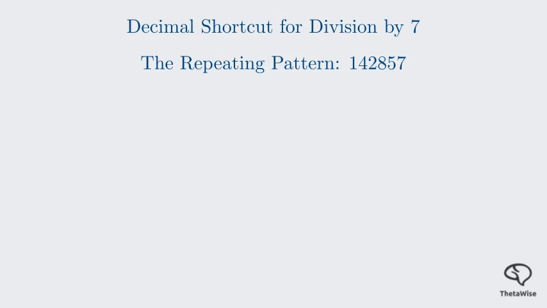Let's see this in action. First, let's find the decimal for 1 divided by 7. 1 divided by 7 is 0.142857, and then the pattern repeats. Now, let's try 2 divided by 7. The decimal will be the same digits, but it will start at the 2 in the cycle. 2 divided by 7 is 0.285714, and the pattern repeats.